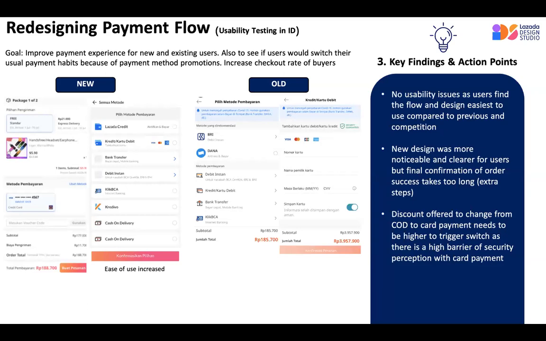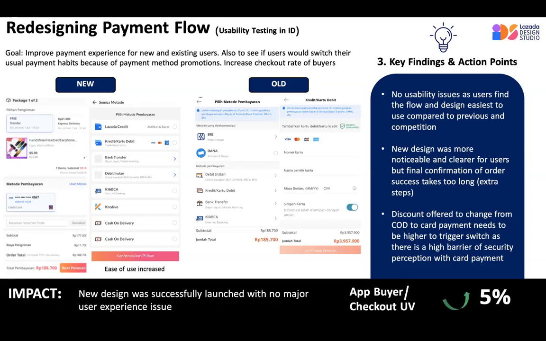This is again a prototype which I have put in, which was tested at that point of time, but has been revised now. The discount offered also was changing from COD to card payment.